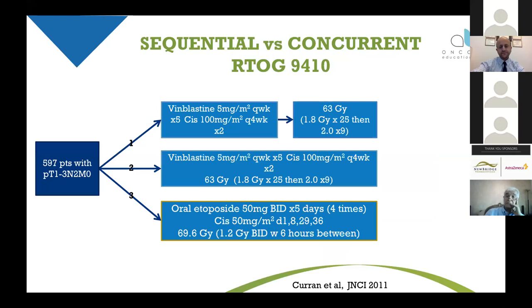This is the RTOG 9410. It's a landmark randomized phase 3 study that compared the previous standard of care, which is sequential chemotherapy using vinblastine and cisplatin, followed by radiotherapy to a total dose of 63 gray, to concurrent chemoradiotherapy using the same platinum doublet with concurrent radiotherapy to the same dose. And the third arm used a different radiotherapy approach, which is twice daily radiotherapy to a total dose of 69.6 gray.